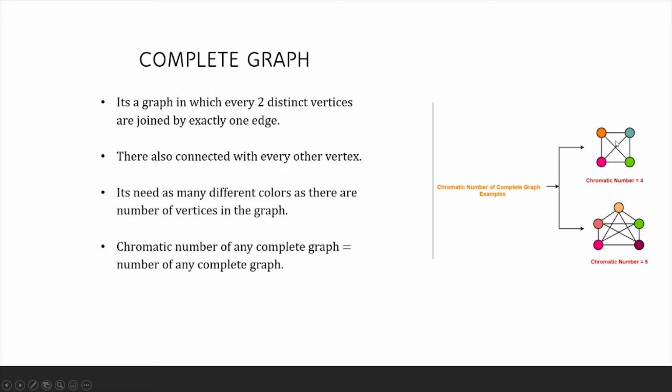Whenever the vertices are equal to 4, the chromatic number will equal 4 also. So same here, whether the vertices are odd or even, the chromatic number will equal the number of vertices. It means the chromatic number of any complete graph equals the number of vertices of the graph. So when the vertices are 5, the chromatic number will equal 5.